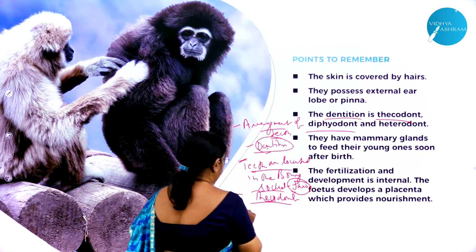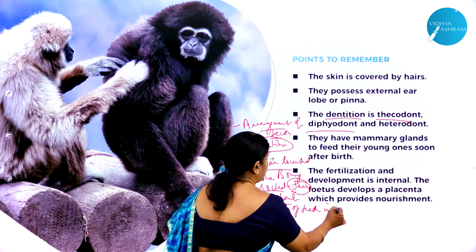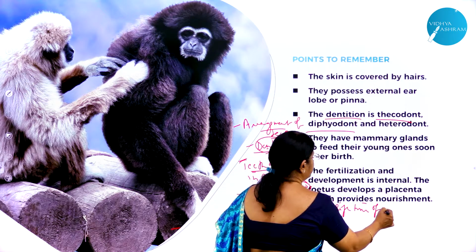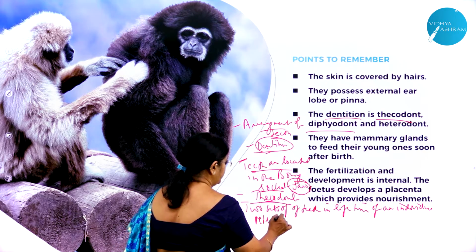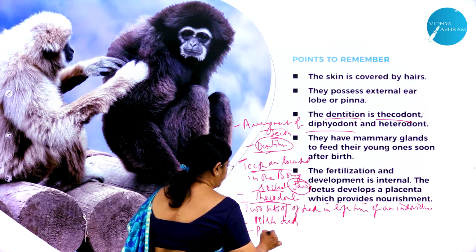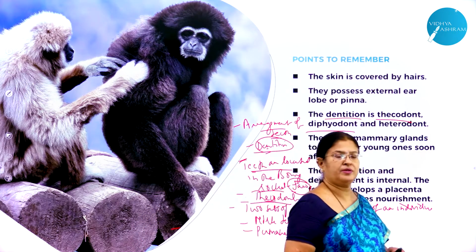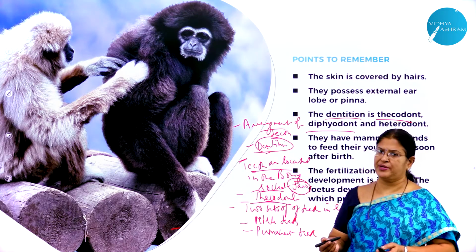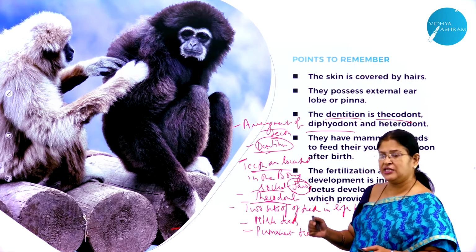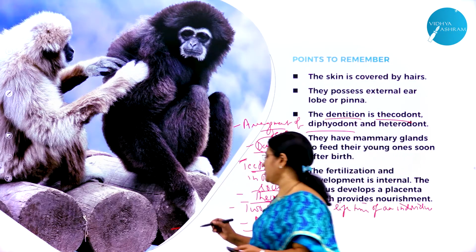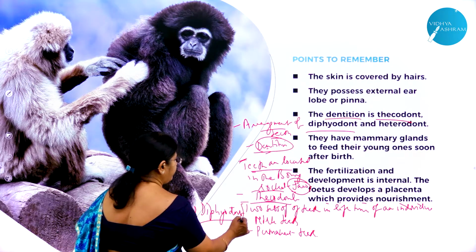What do you mean by diphyodont? There are two sets of teeth in the lifetime of an individual. That is milk teeth and the permanent teeth. Right. So like for example in human beings you might have come across. So we have two sets of teeth, and that occurrence of two sets of teeth in the lifetime of an individual is called diphyodont dentition. Diphy means two.